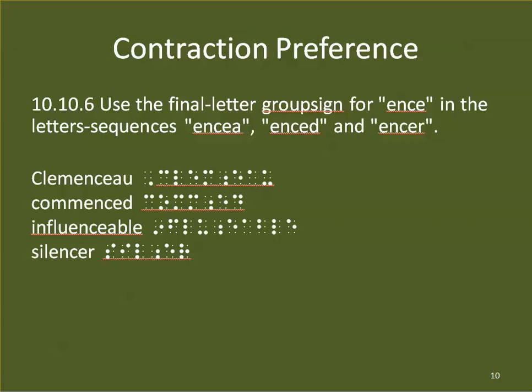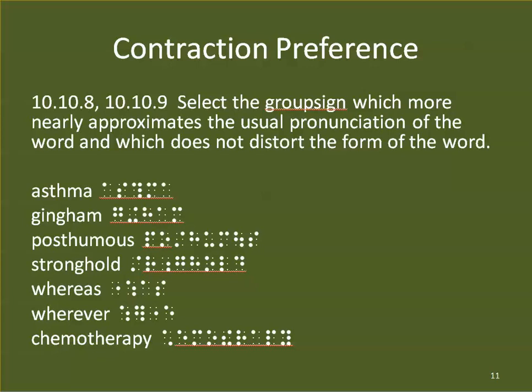Except, if, for instance, you have the final letter group sign for ENCE in letter sequences ENCA, ENCED, or ENCER, then we will use the ENCE contraction. So in Clemenceau, we will use ENCE instead of EN and EA. Commenced, we will use the ENCE instead of ED, even though ED is strong. Influenceable, we'll be using the ENCE contraction instead of the EN and EA contraction. Of course, BLE doesn't exist anymore. And silencer, we'll use the ENCE instead of EN or ER.